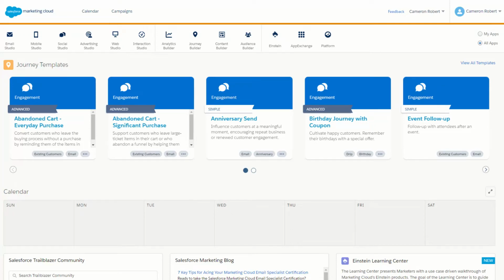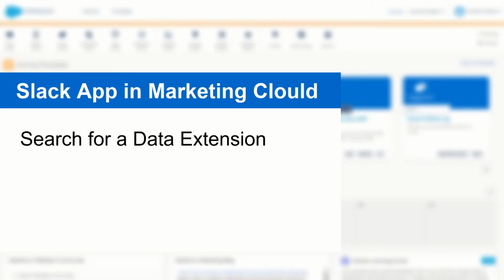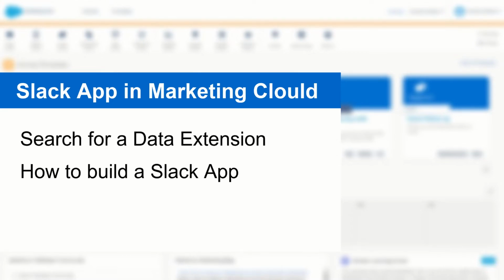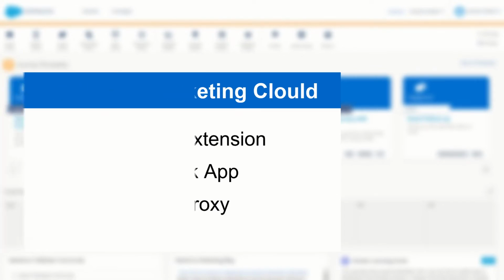Hi there Trailblazers, my name is Cam, and in today's video we're going to make a Slack app to connect to our Salesforce Marketing Cloud instance to search for a data extension. I'll step you through how to use the Boilerplate Slack app to build your very first Marketing Cloud Slack integration, and then I'll show you how you can use some SSJS and WS proxy to search for a data extension.